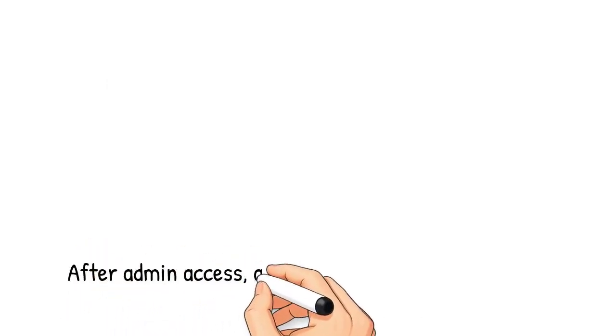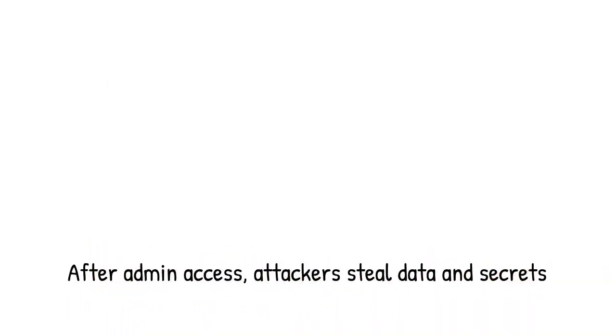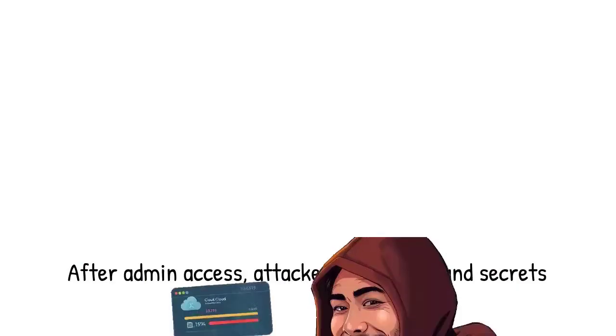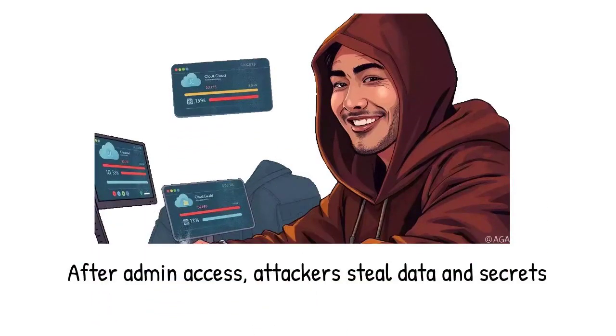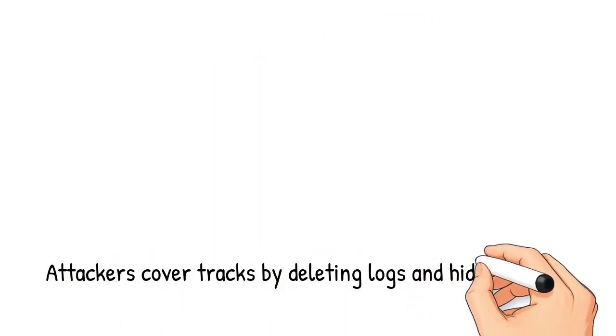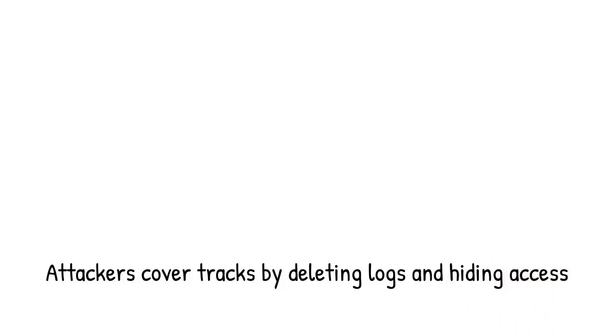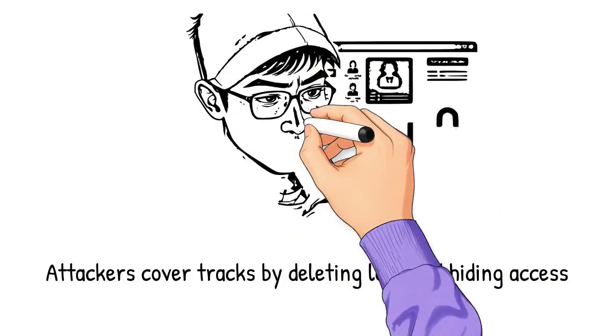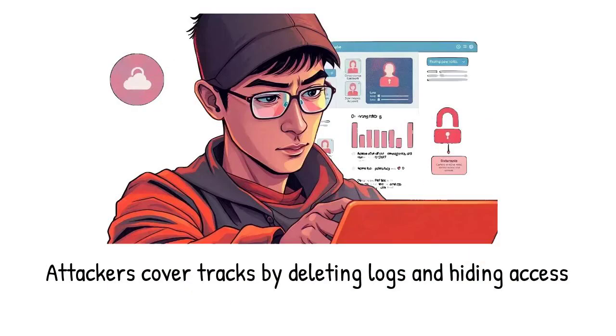Once attackers gain admin access, they copy S3 buckets, download databases, export secrets, access logs, steal customer data, extract intellectual property, and plant backdoors. This is the moment companies realize they've been breached. Attackers then delete logs, disable CloudTrail, modify IAM policies, create hidden admin accounts, plant persistence mechanisms, and encrypt data for ransom. By the time the company notices, it's too late.